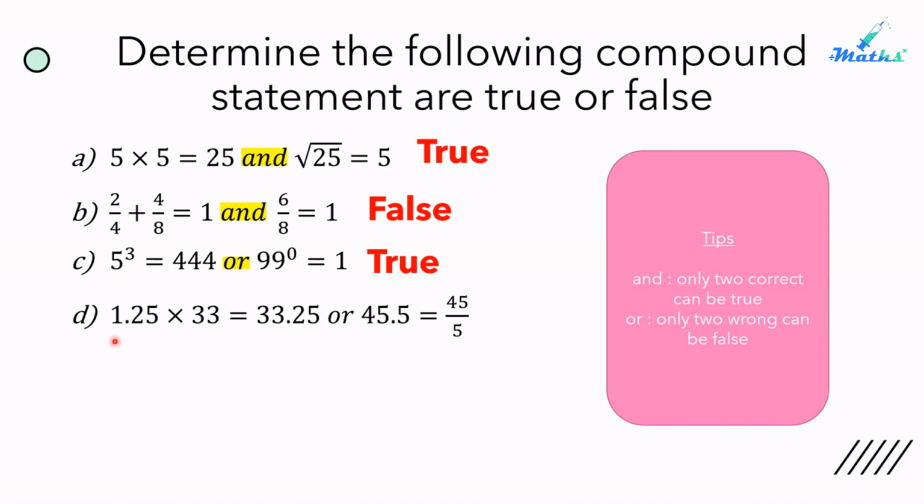And the last question is 1.25 times 33 equal to 33.25, which is wrong. And here I use "or", and 45.5 equal to 45 over 5, which is also wrong. So if two wrong, I will get false in this question.